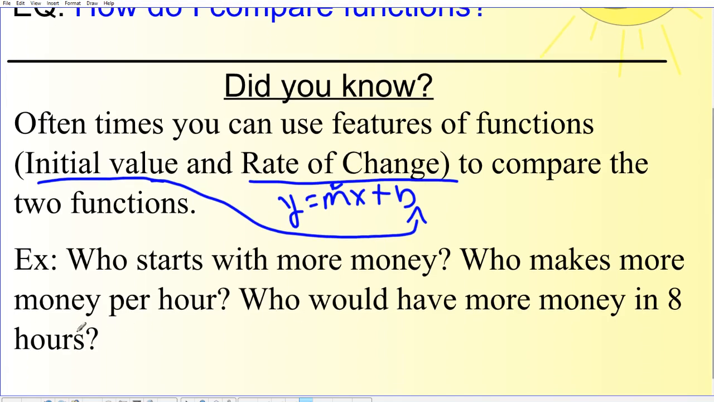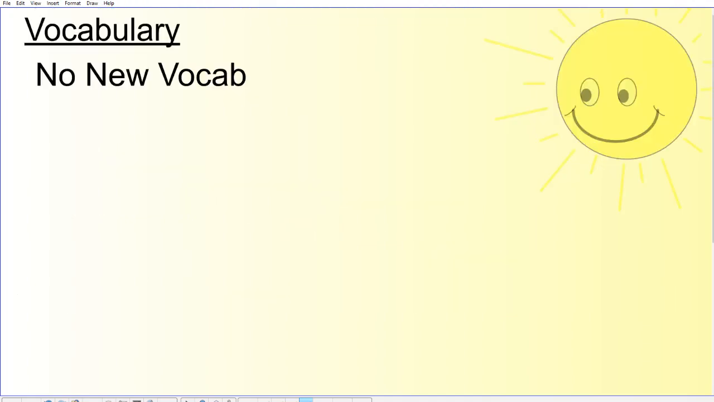Some possible examples: who starts with more money? Who makes more money per hour? Who would have more money in 8 hours? Those are all scenarios you can answer by looking at the rate of change, slope, and the initial value, y-intercept, from functions. There is no new vocabulary in this lesson, so let's get on with it.